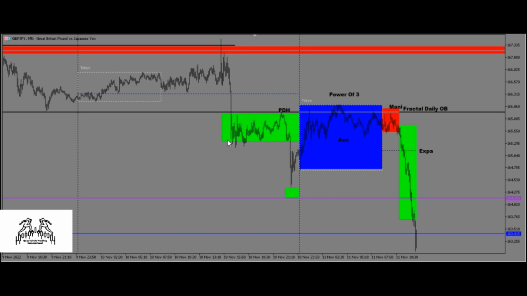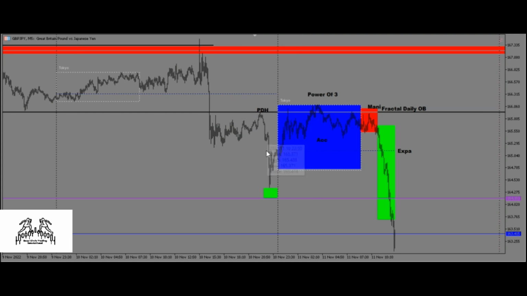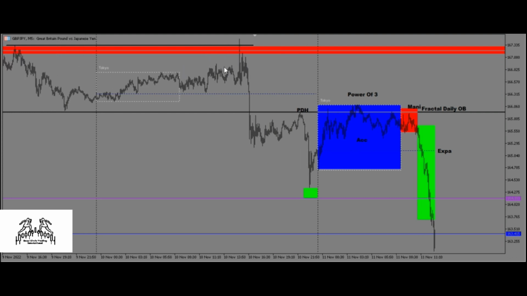However, there was still an expansion to the downside. There was a move later on the New York session. So we left some pips on the table, but still we are comfortable with that, because we've reached our target.